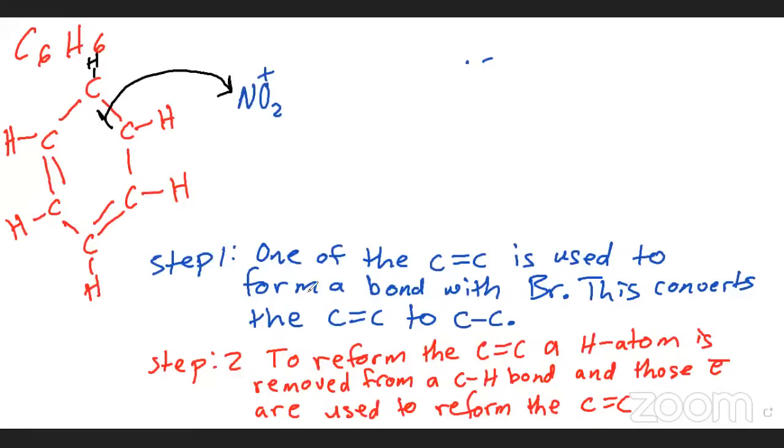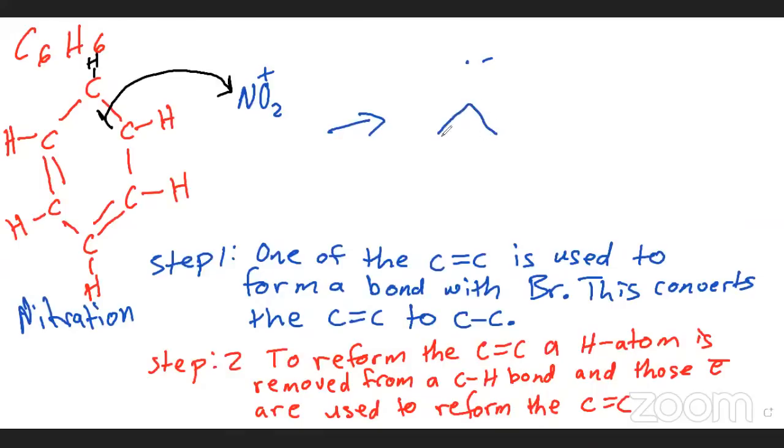All right, so in this case, all we're doing is replacing the bromine ion with the nitronium ion. So this is the nitration of benzene. All you're doing is switching the electrophile now, so the same thing is going to happen. One of the carbon to carbon double bonds is used to form a bond with the electrophile. This converts the carbon to carbon double bond to a carbon single bond.